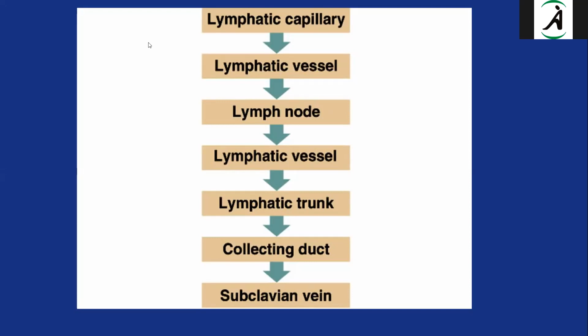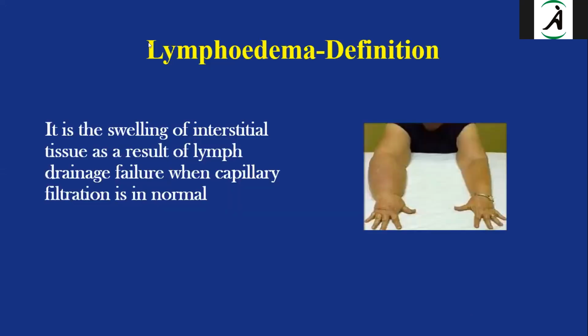Then after that, the fluid goes to the lymphatic vessel, again the lymphatic trunk, the collecting trunk. After that it goes to the subclavian vein. This is the pathophysiology of lymphatic system flow. So what is lymphedema? We all know where the lymph originates and where it goes. From the lymphatic capillaries, it goes to the subclavian vein. That is why we call this also a part of the circulatory system.